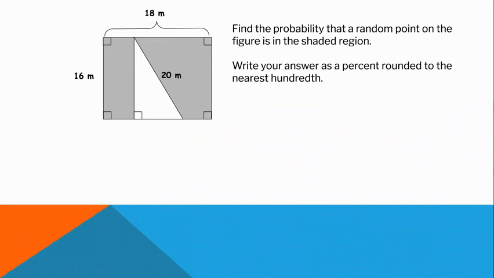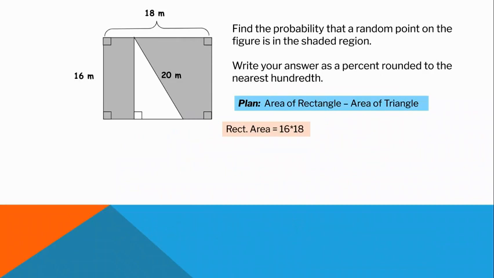Find the probability that a random point in this figure is in the shaded region. So same directions about rounding. So we're going to do the total area, and then we need to find the shaded part to put on our numerator. So strategy, area of the rectangle minus the triangle. So here we go. Well, the rectangle is 16 times 18. Length times width, that's 288.